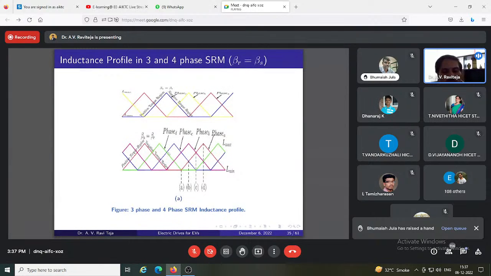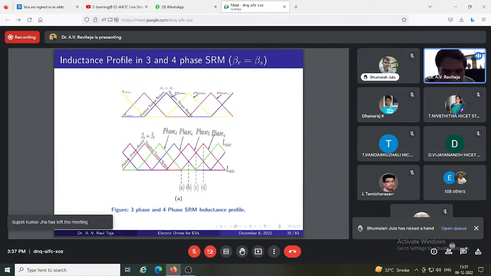Even though I have sufficient time, there is the next phase coming. This phase, the blue phase and the pink phase together, will contribute. So then I have more torque than desired. That is also problematic because I want exactly the reference torque to be met.